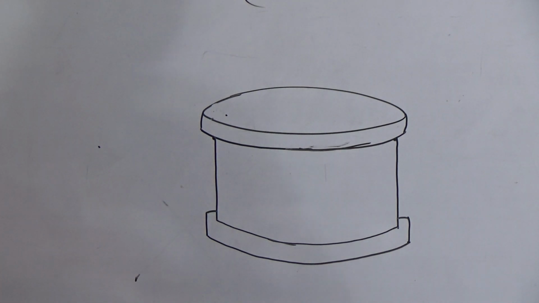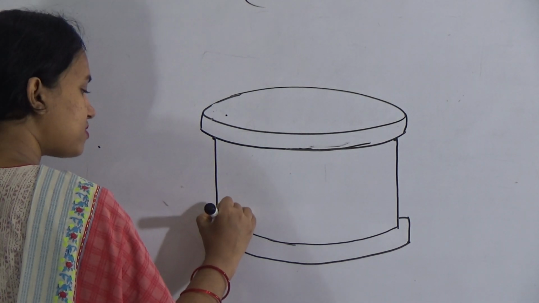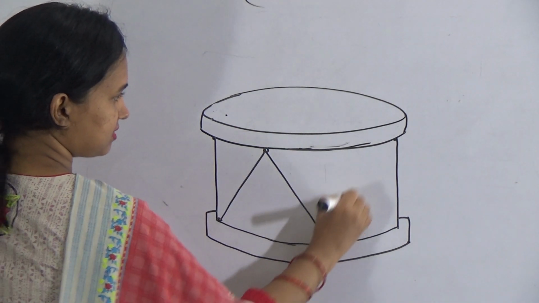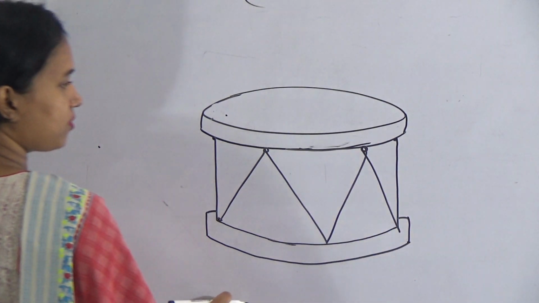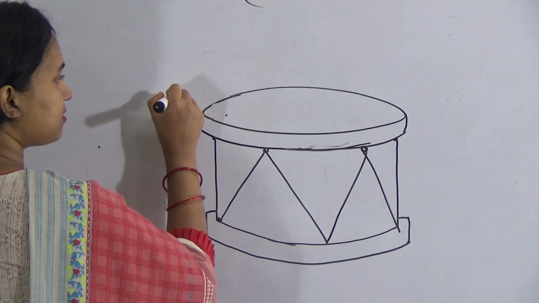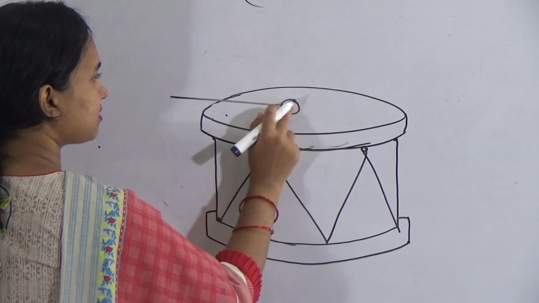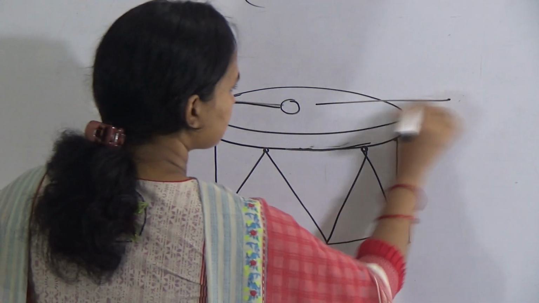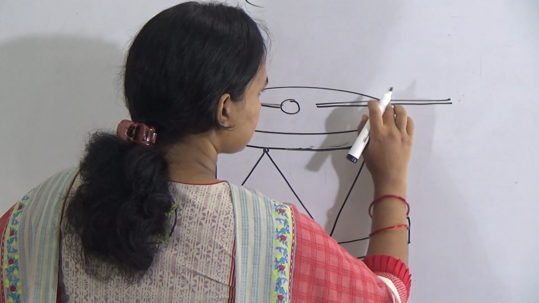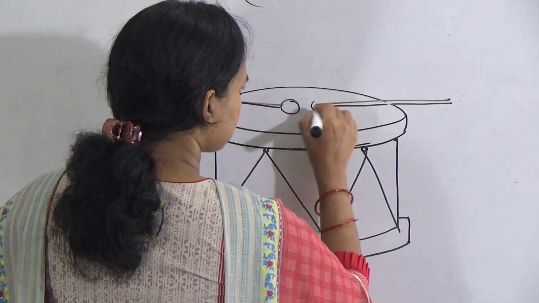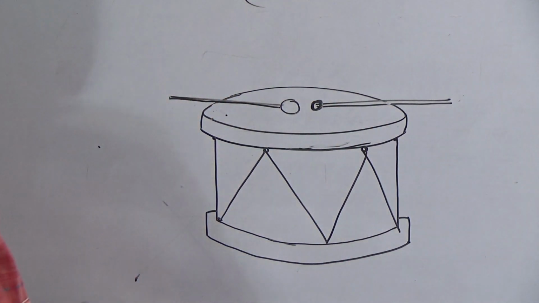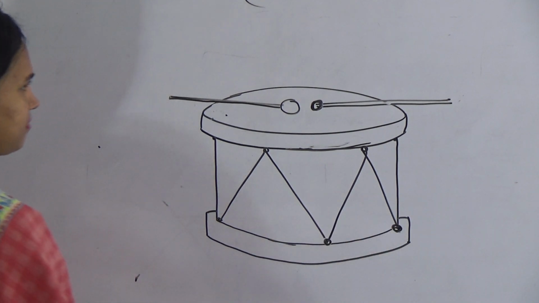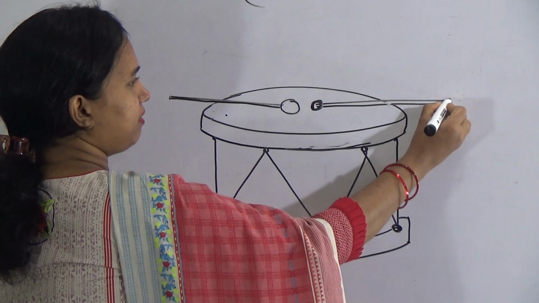After that, you will give some decoration like this. Okay. Then give the drumstick. Okay, give here the step line and finish it like this.